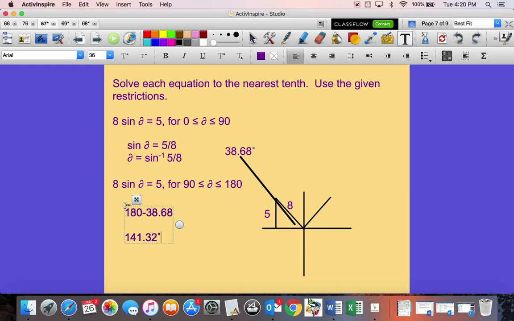But just like most of you do many times while you're doing your homework or on a test, I didn't read the directions very well. It says solve each equation to the nearest tenth. I have the right answer for both of these, but neither one of them are right. Instead, it's not going to be 38.68, it is going to be 38.7 degrees. And then down here, it would not be 141.32, it would be 141.3 degrees. And then we're good to go. There's our two angle measurements that solve this problem.